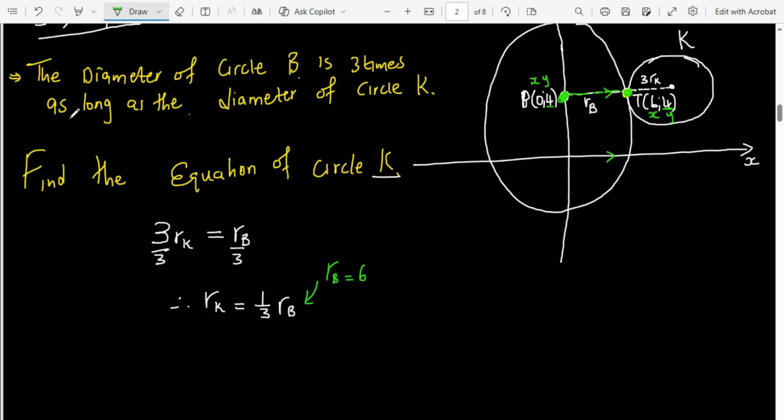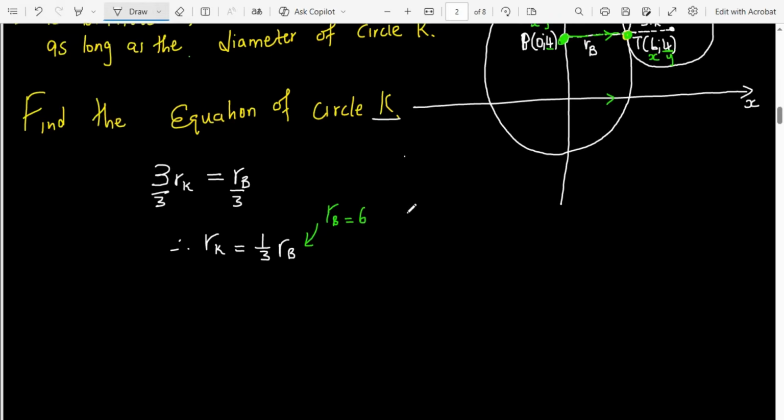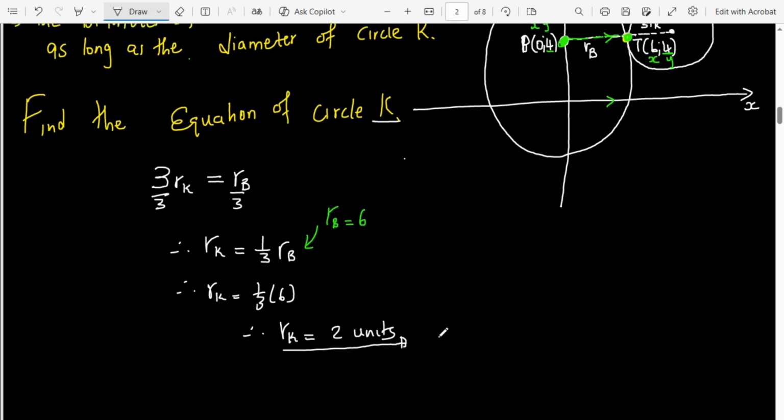Now we can use that to find the radius of K. And when we have the radius of K, everything will be much easier for us to determine the equation. So the R of K is 1 over 3 times 6. Therefore, this gives us the R of K to be 6 over 3, which equals 2. So the radius of the circle that we are looking for is 2 units.